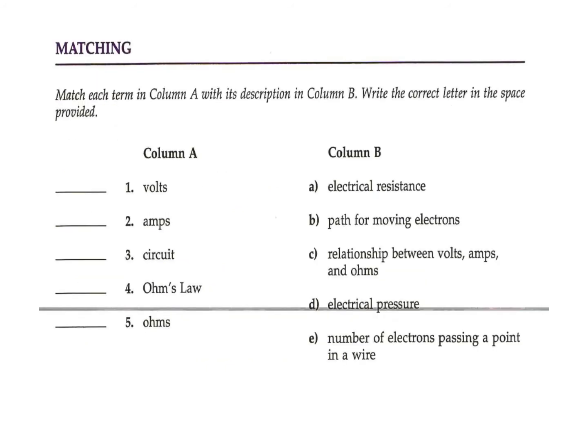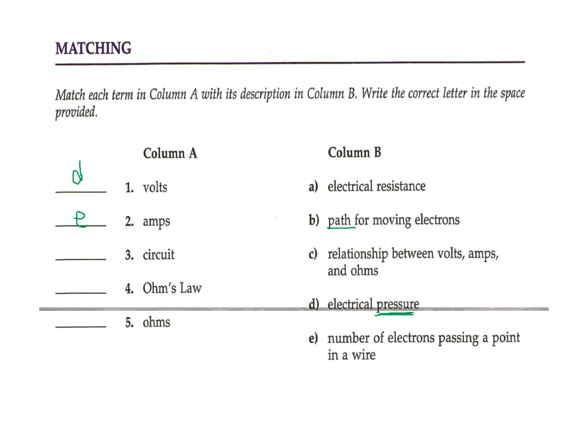So what is volt? Volt is electrical pressure. It's the force pushing. So number 1, D. Amps is the number of electrons passing a point. Amp means current. Current means electrons moving.